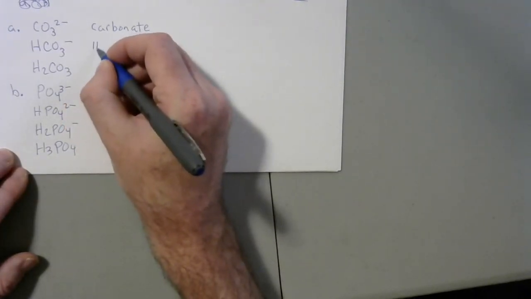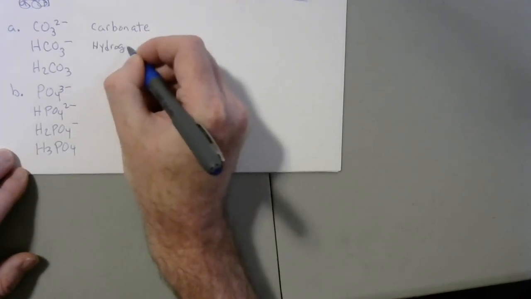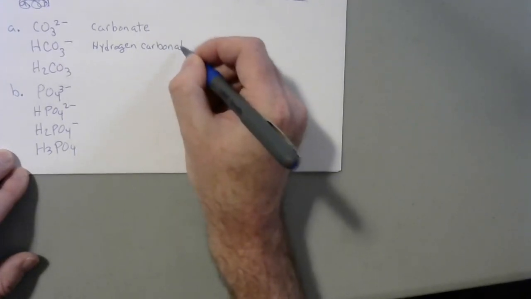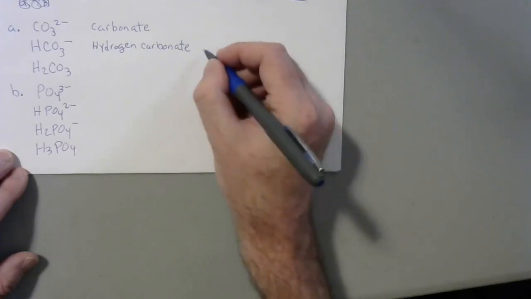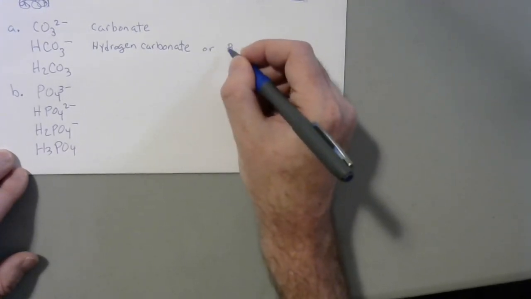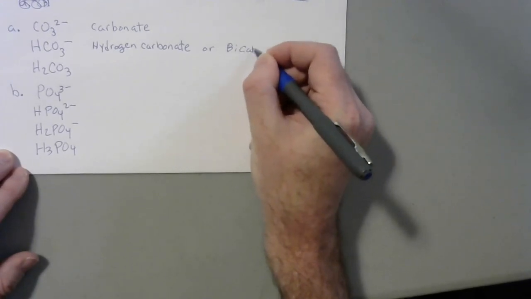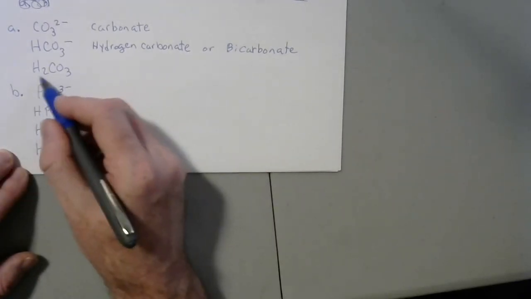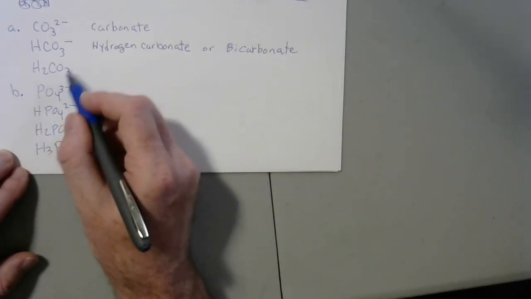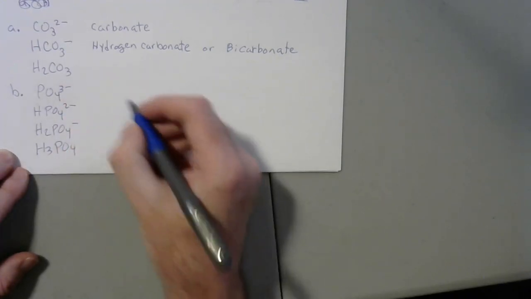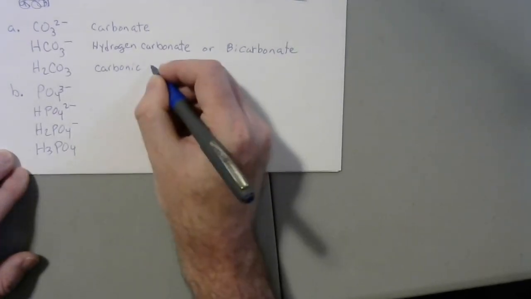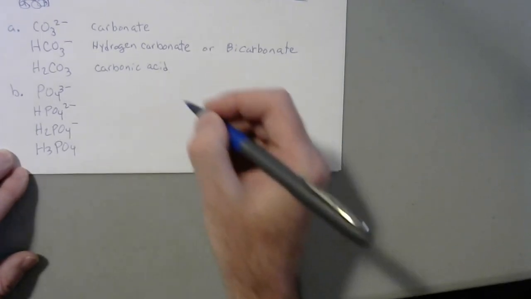Now if we add a hydrogen to it, we can add the word hydrogen, call it hydrogen carbonate. Alternately, we can call that bicarbonate. But if we add enough hydrogens to neutralize it, that's going to be named as an acid because it's not an anion anymore. There's no negative charge. In this case, this one's called carbonic acid. We'll talk about acid nomenclature in an upcoming video.